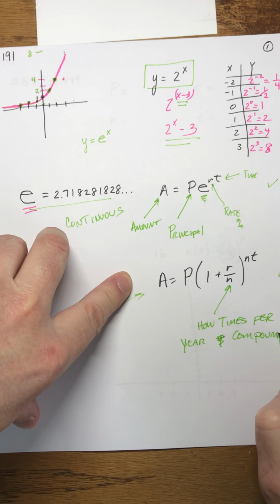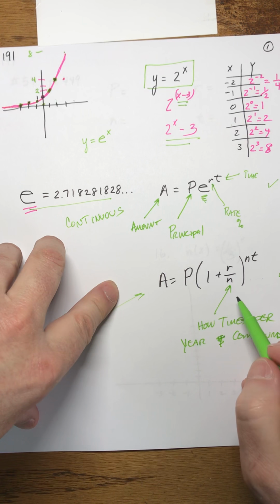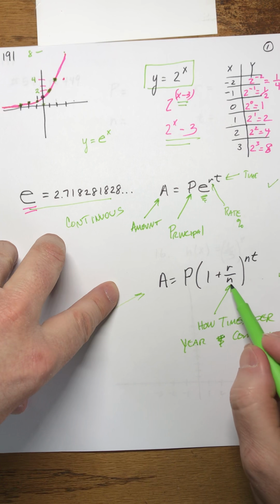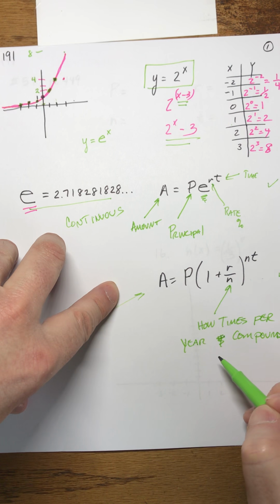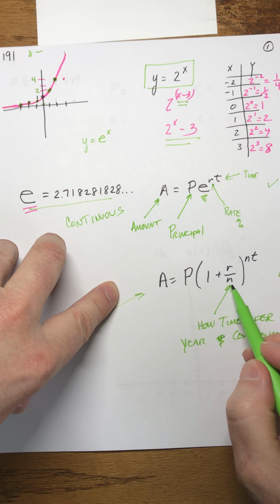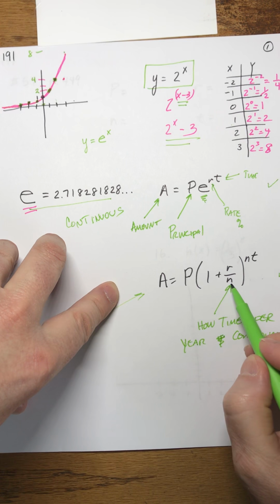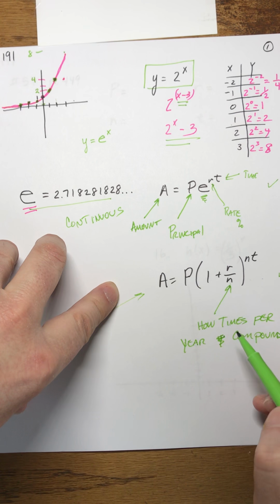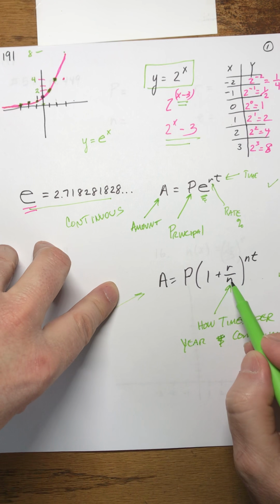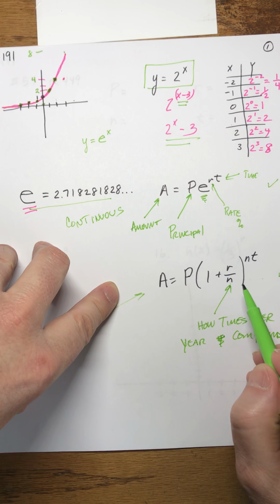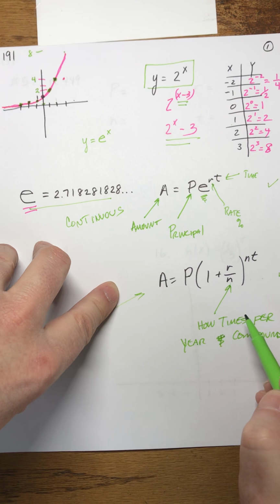Compounds. In other words, if the interest is added onto your account every month, this would be a 12. If it was added on every day, this would be a 365. If the interest was added on maybe every 4 months, this would be a 3. Or every 3 months, that would be quarterly. That would be a 4. So this changes depending on how many times the interest is calculated and added onto your account.